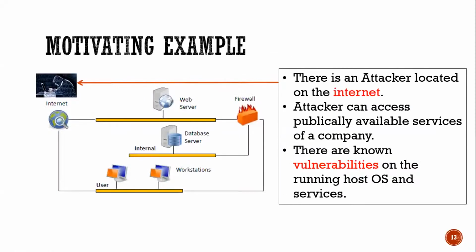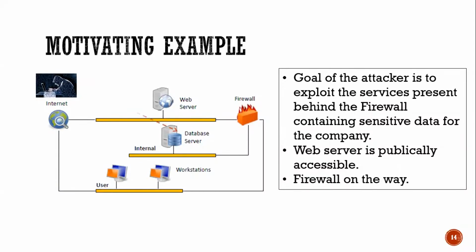So let's take a look at a motivating example where the attacker is located on the internet, and his goal is to reach this database server and exfiltrate the information out of the database server to his command and control center. There are some publicly known vulnerabilities on these machines. But there is a firewall on his way, so he cannot directly access this database server. So he either needs to go through the web server or wait for an internal user to download some of his malicious code and use that as a pivot to go to the database server. The web server is the only publicly available service in this network.